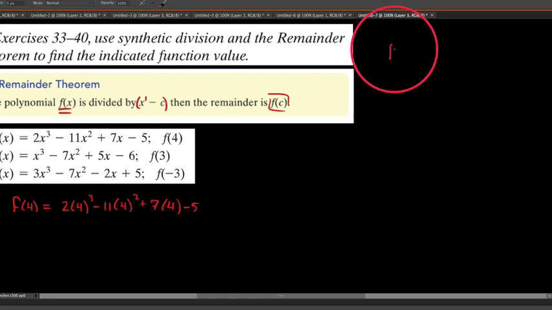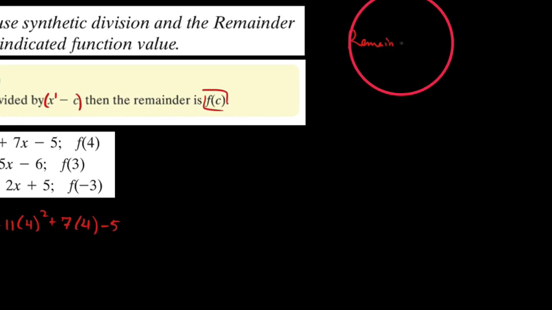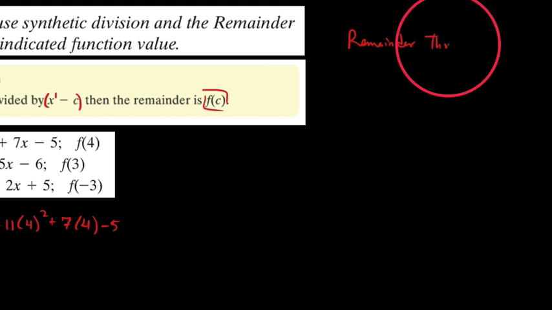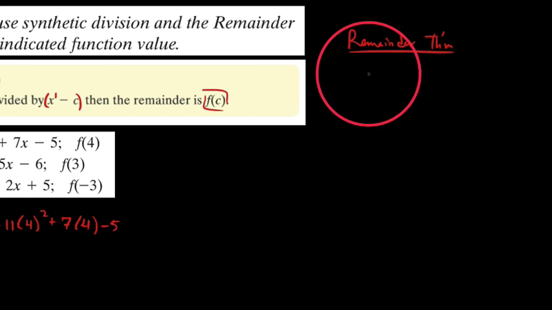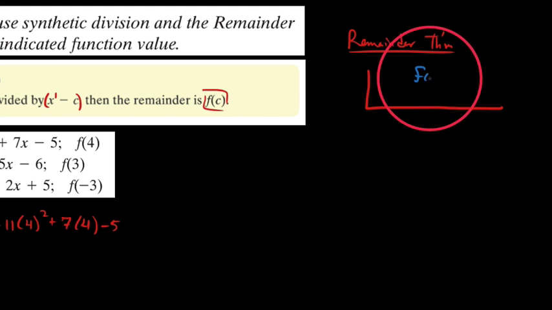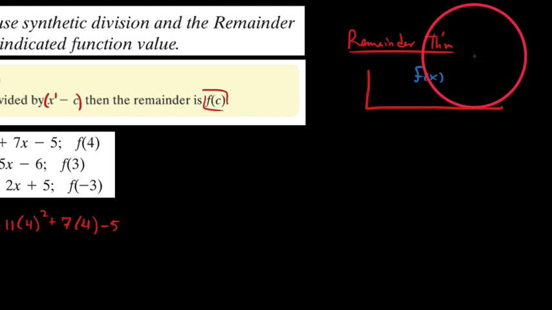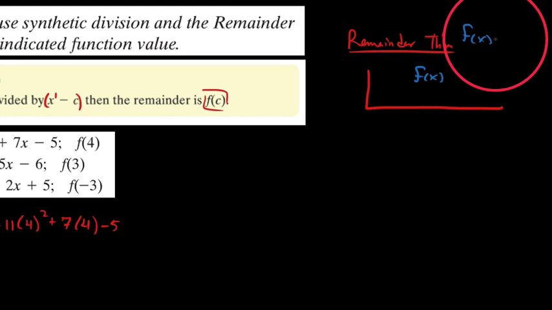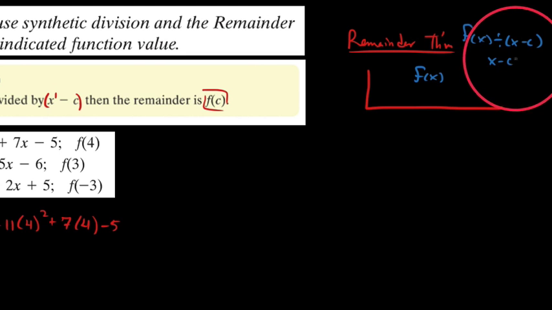If you divide f of x by x minus c, then the remainder is actually equal to f of c. If I were to write the remainder theorem symbolically, it would say that we take some f of x, which is some polynomial, and we divide it by x minus c. Remember that when you divide by x minus c, if you set x minus c equal to 0 and solve, you get x equals exactly c.